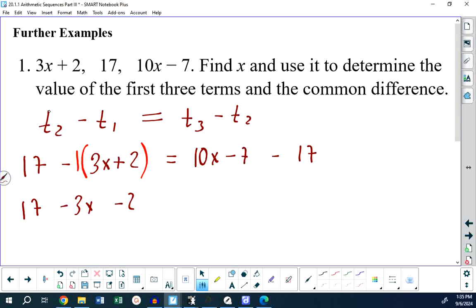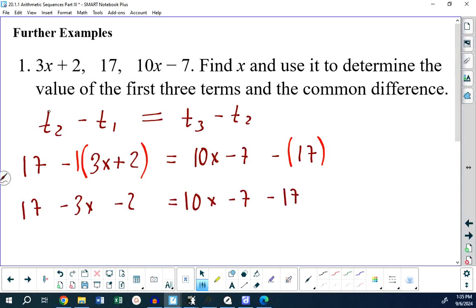Okay? Whenever you're subtracting something, make sure the thing you are subtracting is in brackets. So for example, we should really put brackets around the 17. It doesn't matter because 17 is a monomial, right? We're just subtracting 17. It's not that big of a deal that there are brackets there. But if you get in the habit of putting brackets every place subtraction occurs, then you won't miss putting it someplace where it does need to be. So we have 17 minus the 3x minus 2 is equal to 10x minus 7 minus 17.